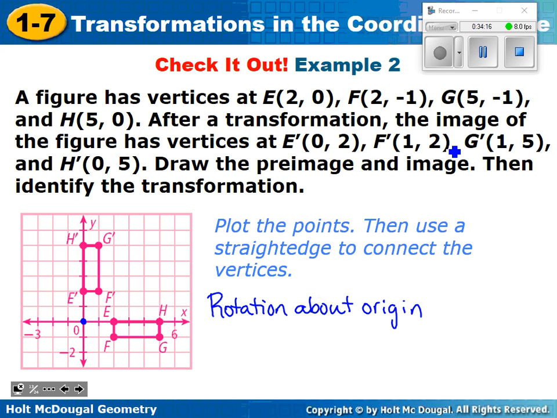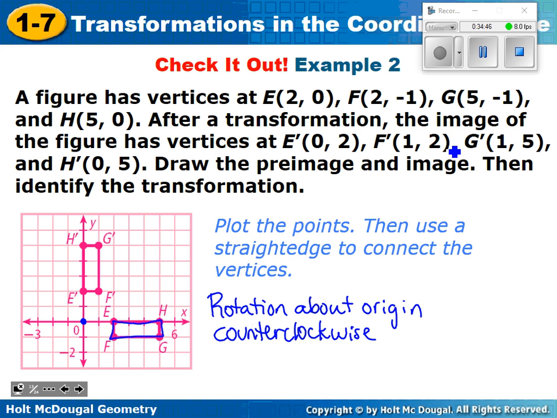What direction are we going? Identify which one is your pre-image. Is it the one down here on the bottom or the one up here at the top? The one at the bottom, because it does not have any apostrophes, no prime notation. So you're trying to go from this blue one to this one. What direction is that? Counterclockwise. And how far do you think we're turning it? 90, 180, or 270? 90.